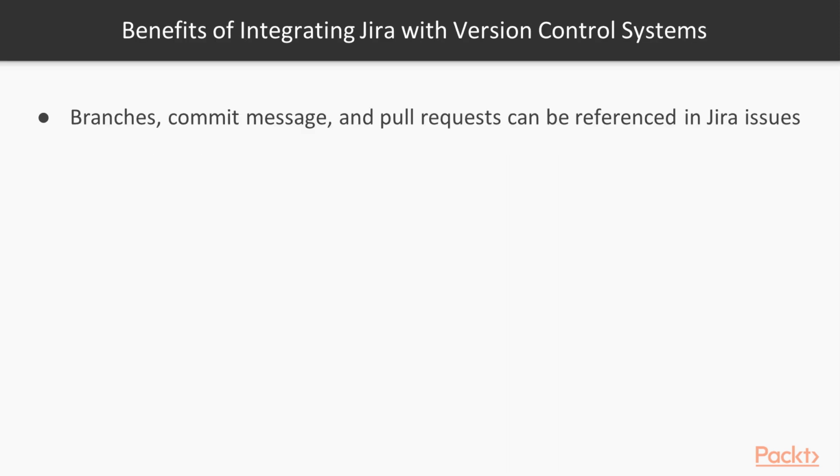Benefits of integrating Jira with version control systems. When you are integrating Jira with version control systems, and especially Bitbucket or GitHub, you can see your branches, commit messages, and pull request event information within your Jira issues. You can also create a branch directly from a Jira issue.